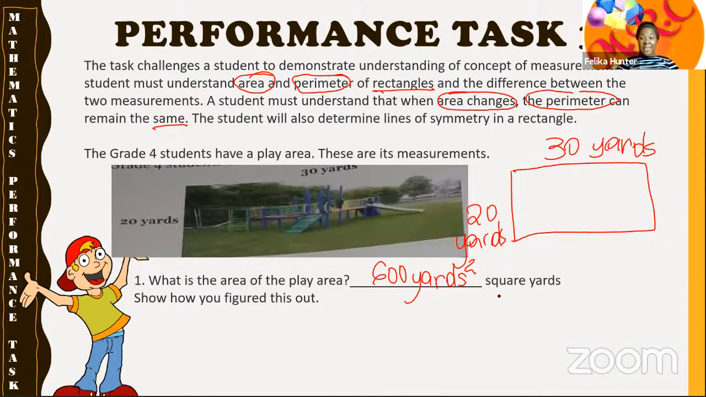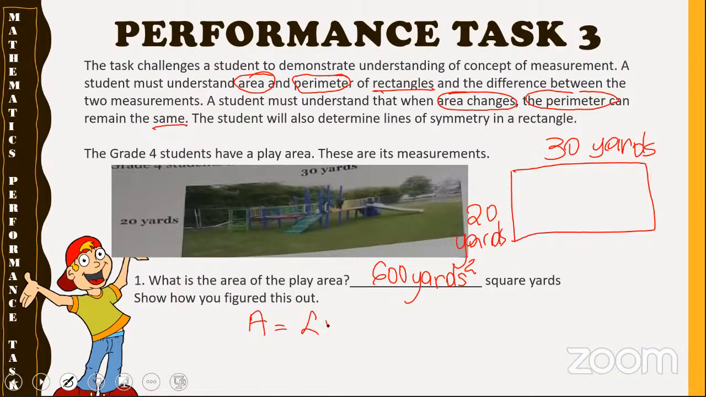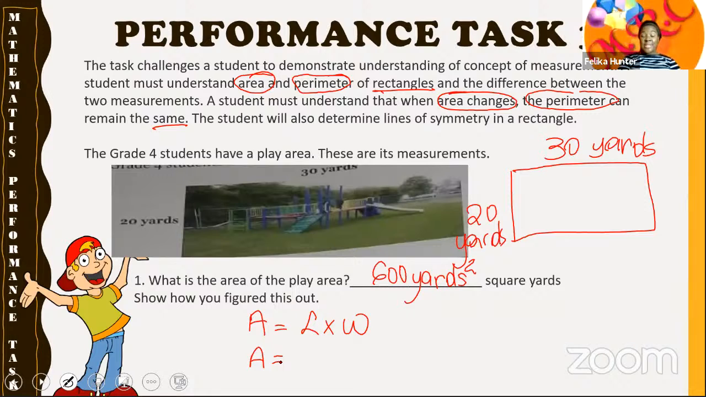So show how you figured this out. Miss, you multiplied 30 by 20, and then you're going to get your answer. All right. So for us to find the area of a rectangle, as Sahari says, well done, Sahari, it is length times width, which is 30 times 20, and that gives us 600 yards square.